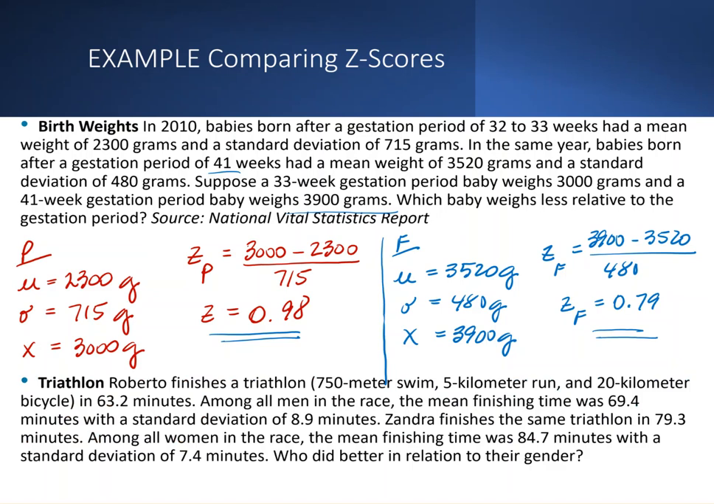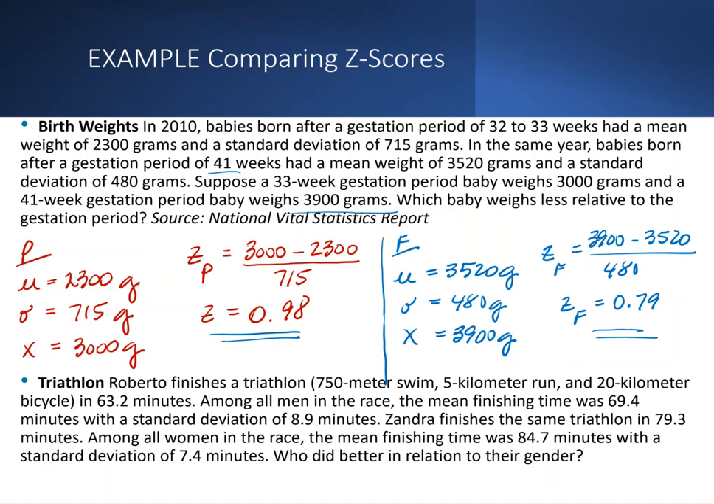Here's another example that we want to look at together. This one is kind of a tricky one, actually. Here we have two athletes running a triathlon. Roberto, who ran the men's triathlon, and we also have Xandra in here who raced the women's triathlon. And you can see in here that the men had an average race time of 69.4 minutes with their own standard deviation of 8.9. And the women had their average race time at 84.7 and a standard deviation of 7.4.